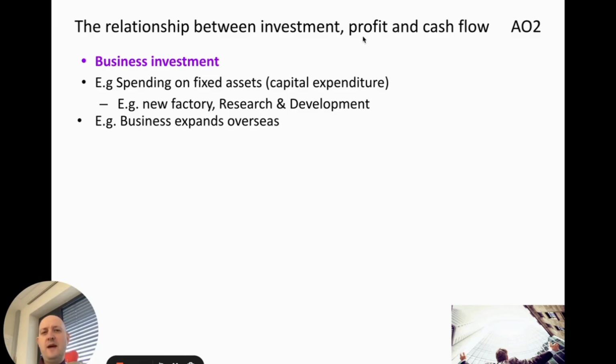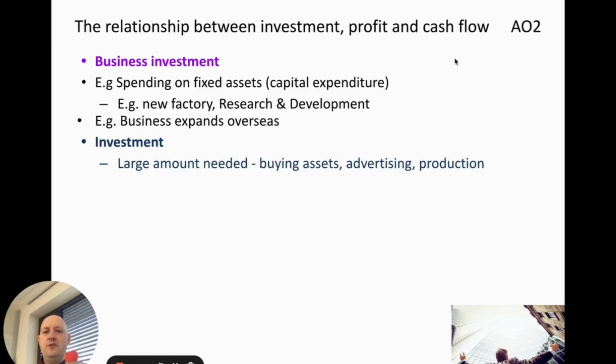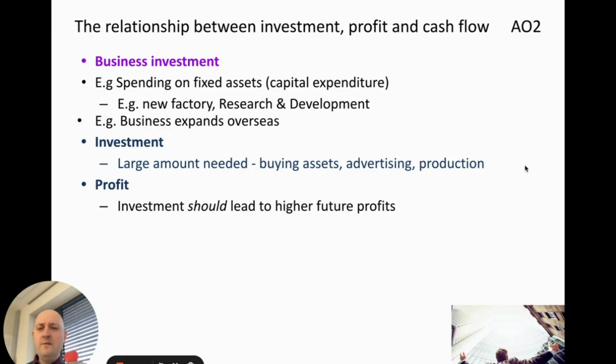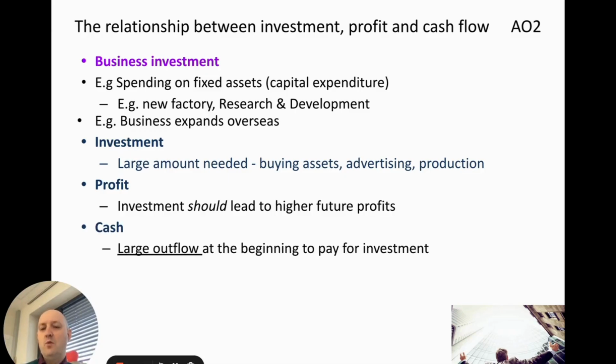So how is this going to impact profit and cash flow? Firstly, for the investment, there's going to be a large amount needed. So for the business expanding overseas, maybe they're going to need to buy shops or factories overseas. They're going to have to do advertising, and then they're going to have to end up doing the production as well. So the impact on profits, if they do expand overseas, then in theory, the investment should lead to higher future profits. Otherwise, they wouldn't actually make the decision. So the business is saying, in the long run, we're going to have higher future profits because we do this investment.